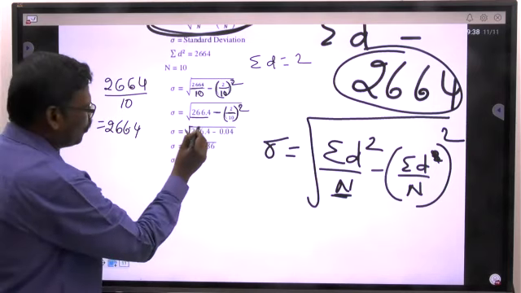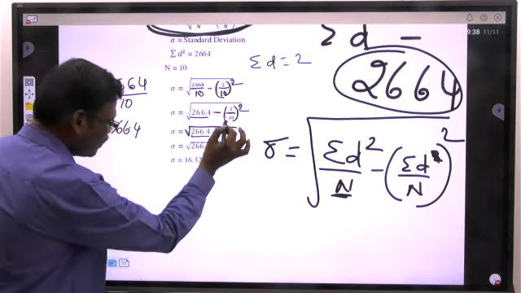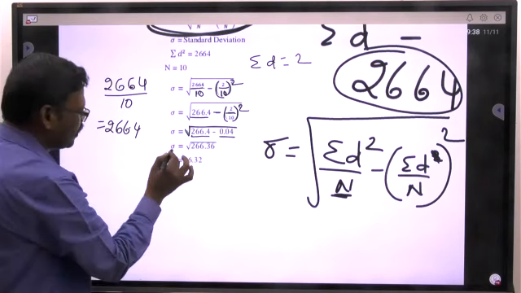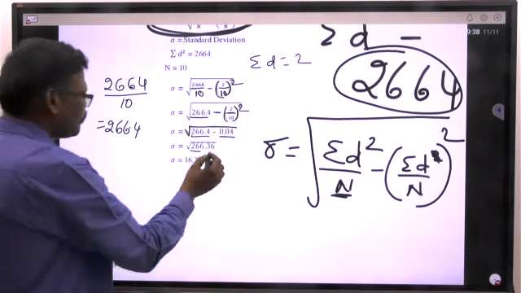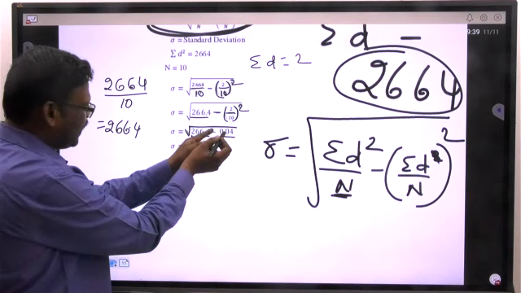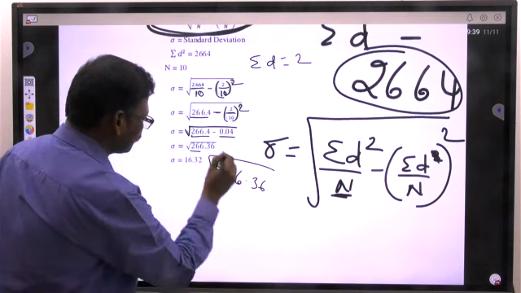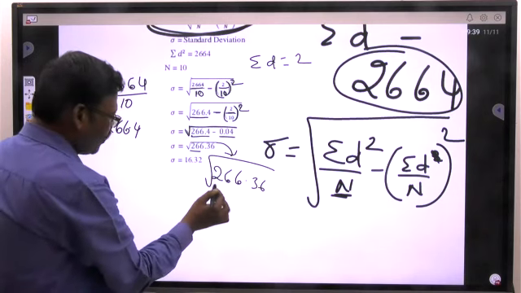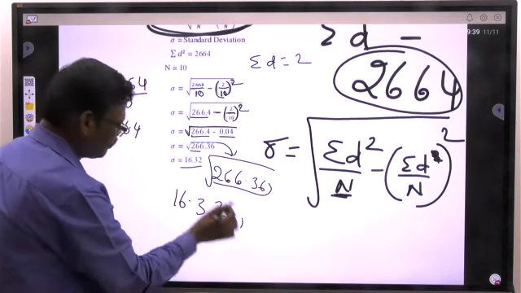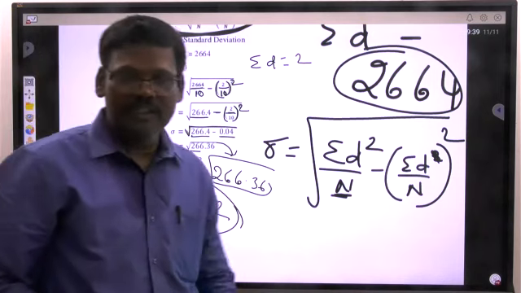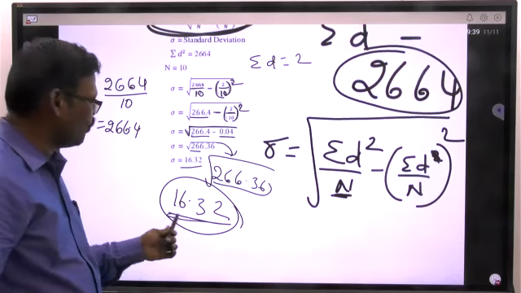Then the square root of 266.4 minus 0.04. So sigma is the square root of 266.4 minus 0.04, which is 266.36. If we take the square root of this, we get 16.32. The standard deviation is 16.32.